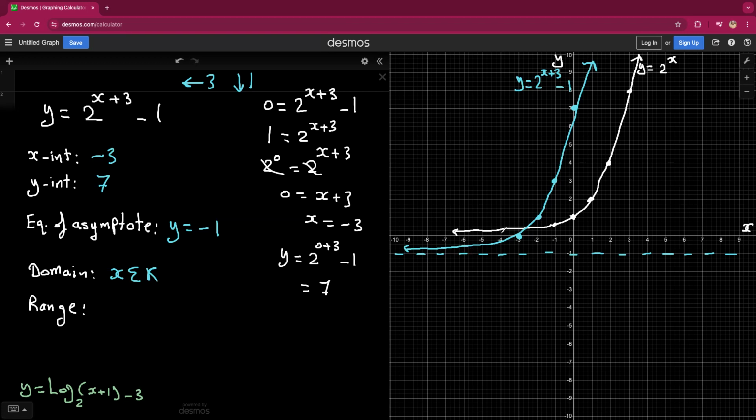So it starts from -1 on, and -1 is not included because you get close to it, but you never touch it. So the range would be y is greater than -1. And that's how you graph this exponential function.